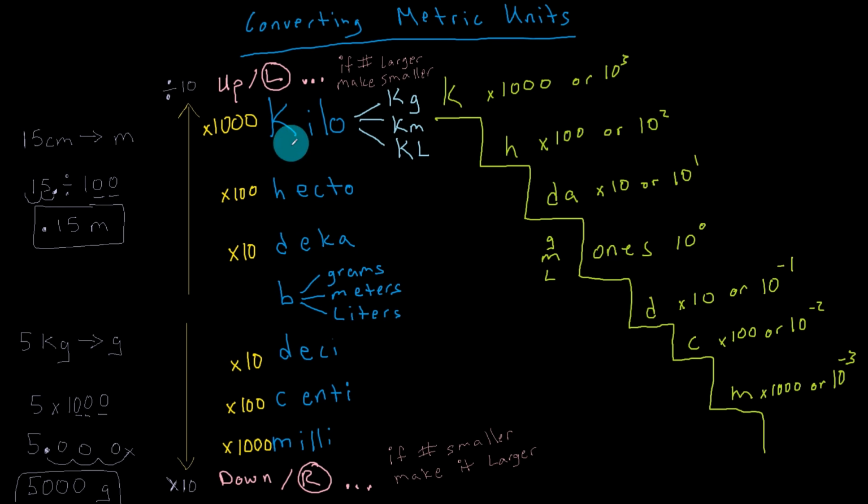But always remember that mnemonic, or create your own. King Henry died by drinking chocolate milk.